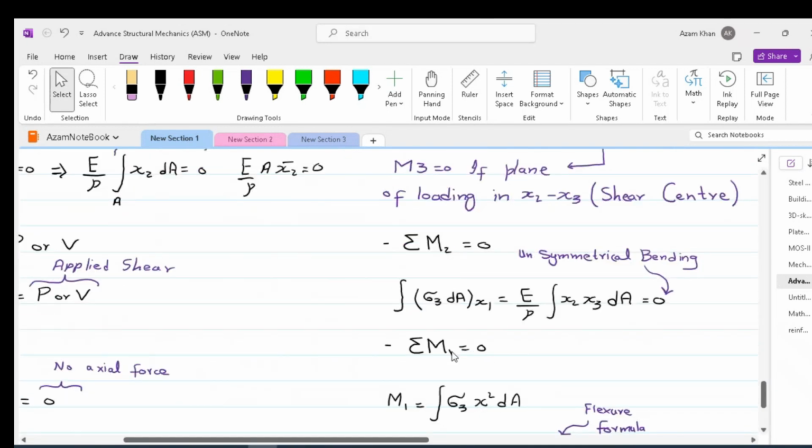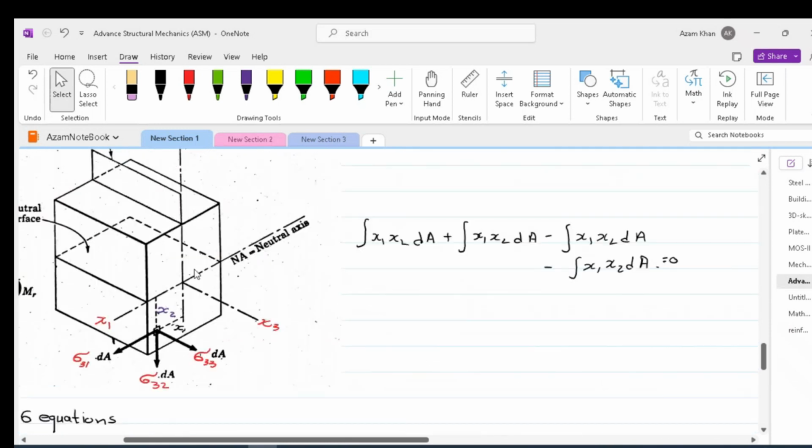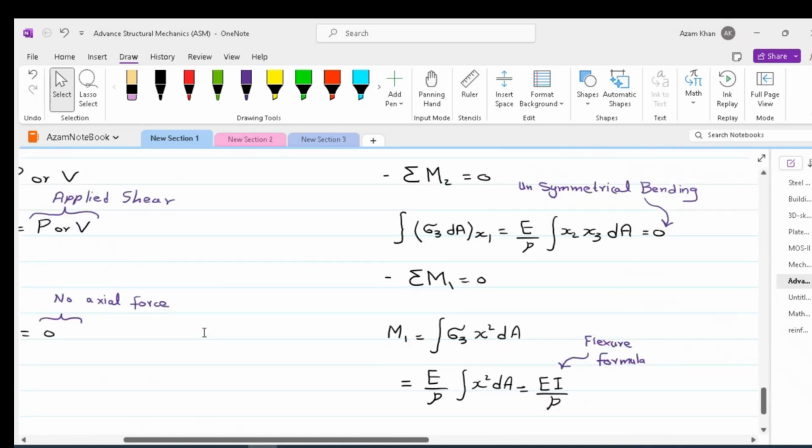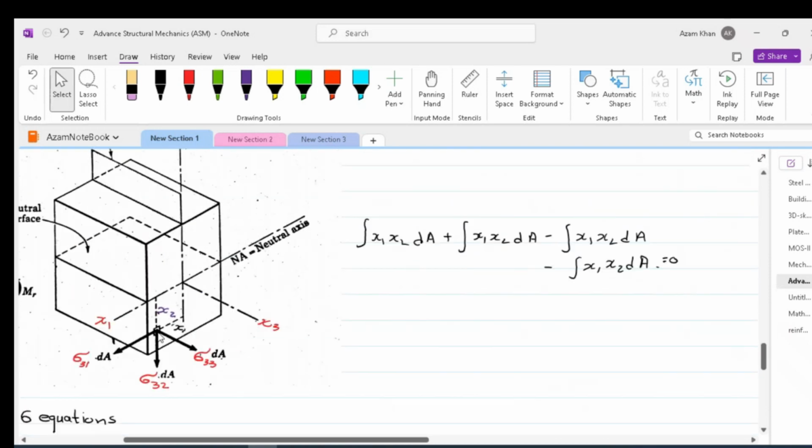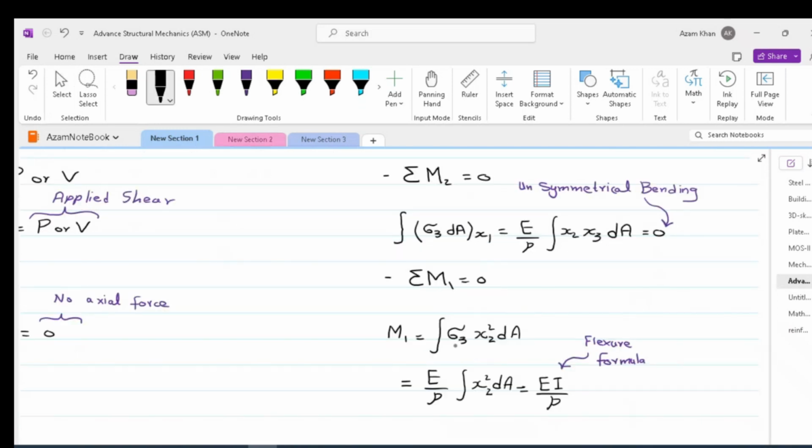Finally, we discuss the summation of moment about x1. The moment about x1, which is the neutral axis, is equal to applied external moment. And hence, this gives us the Flexure formula. So, the internal force resisting the external moment is sigma 33 times dA into x2. This will give us the moment equal to the integral of sigma 33 into x2 dA.